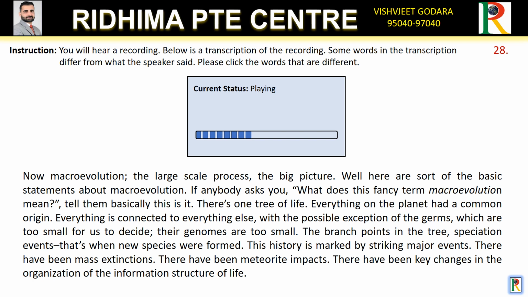There's one tree of life. Everything on the planet had a common origin. Everything is related to everything else, with the possible exception of the viruses, which are too small for us to decide. Their genomes are too small. The branch points in the tree were speciation events. That's when new species were formed. This history is marked by striking major events. There have been mass extinctions. There have been meteorite impacts. There have been major changes in the organization of the information structure of life.